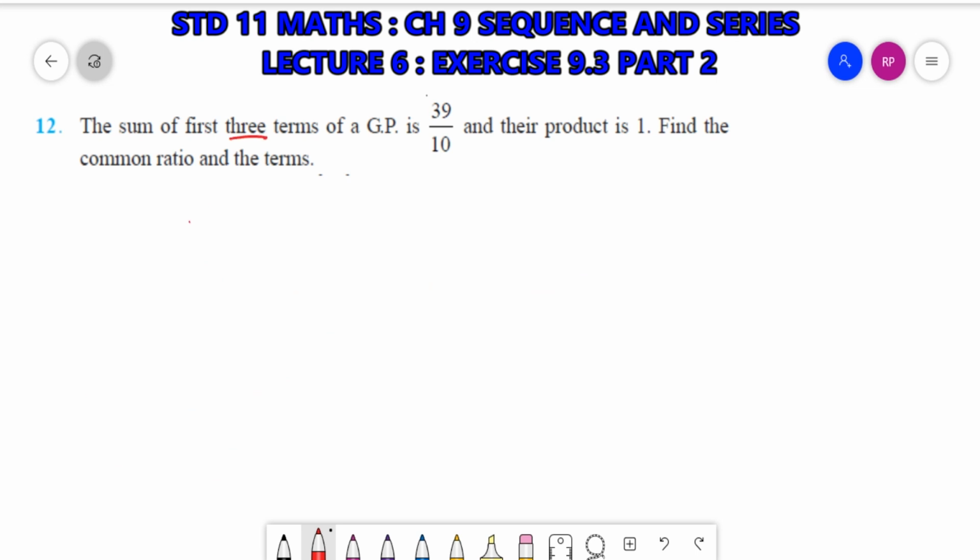So let's take the central term as a. Now see, we know that as we want to move to the next term, multiply by r. Next, multiply by r. So a into r, ar will be the next term.